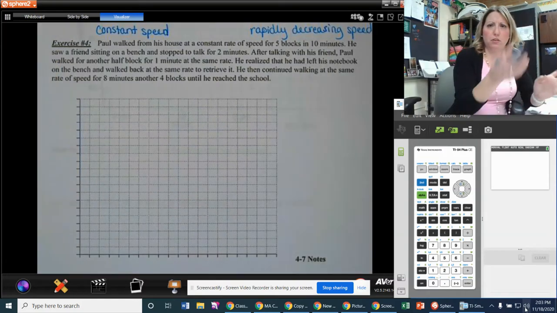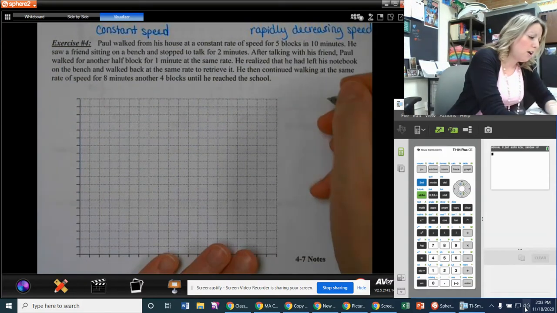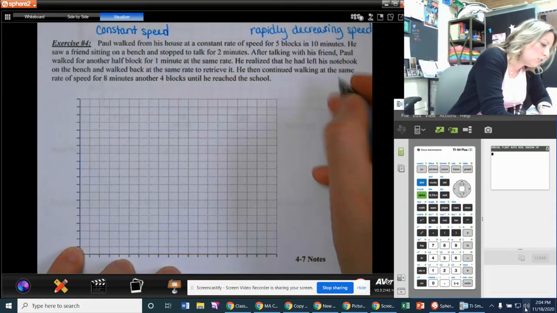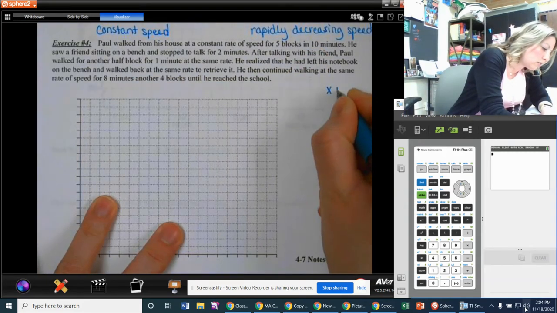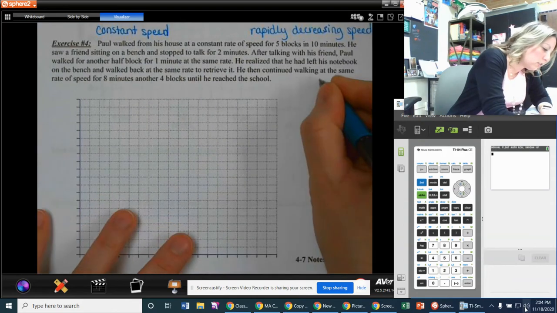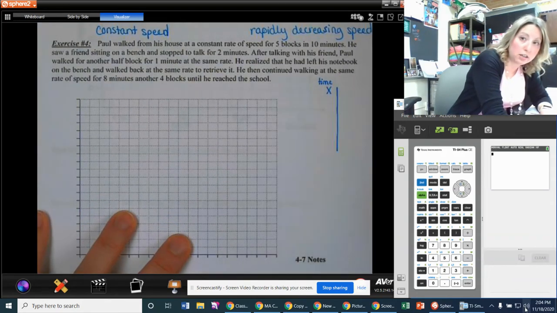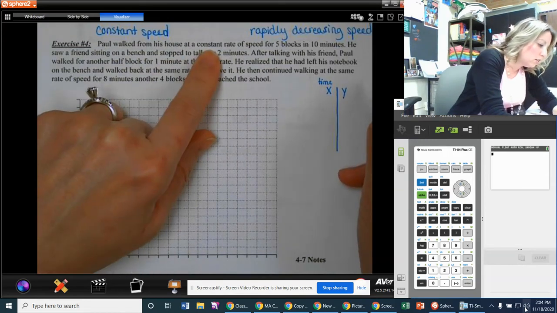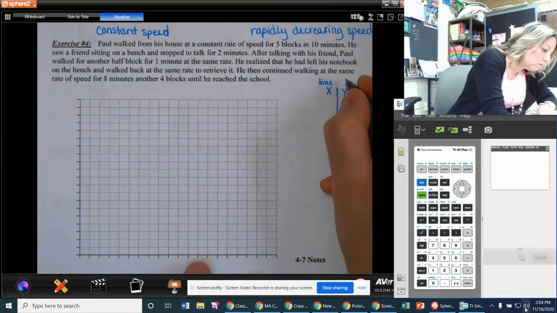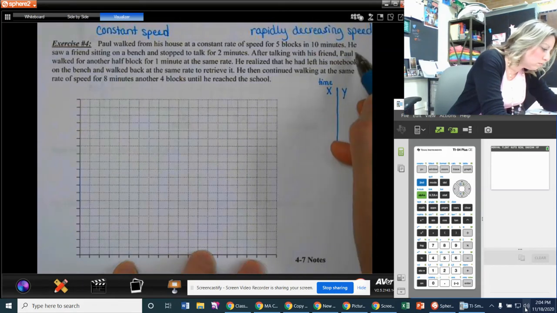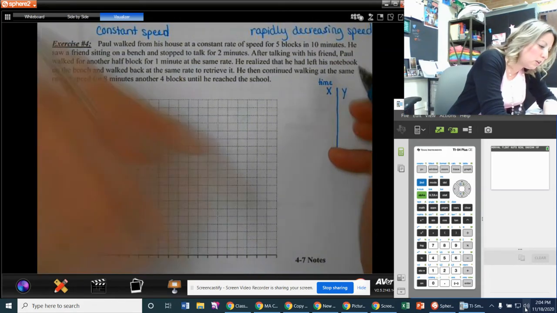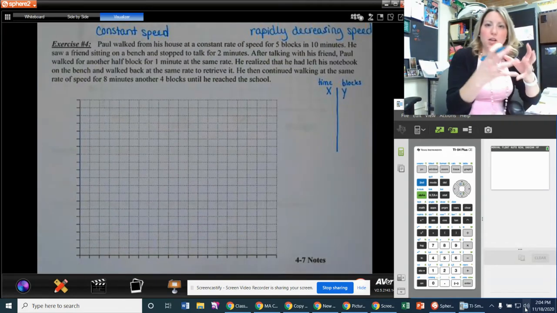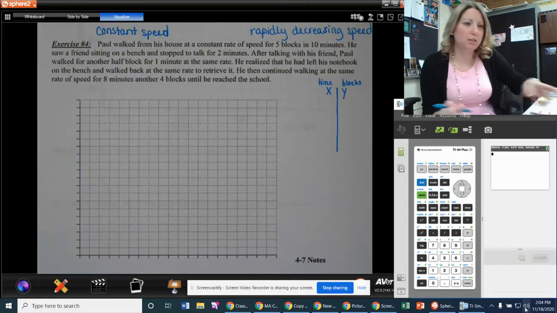So this is kind of backwards. 10 minutes, he went 5 blocks, right? And minutes is your X when it comes to this. Okay. So let me just kind of do this. Because remember, this is our time, and that's our independent variable. Y is going to be our speed, right? You know what? Let's do Y in blocks.